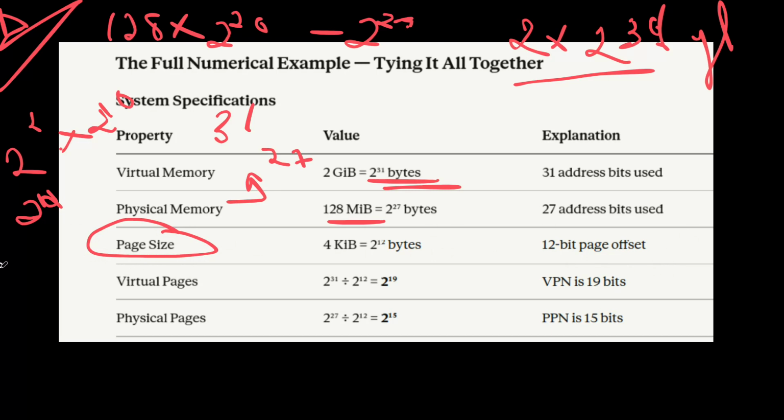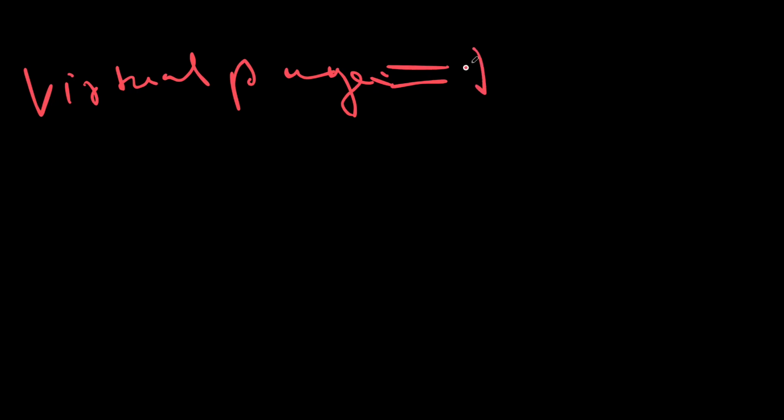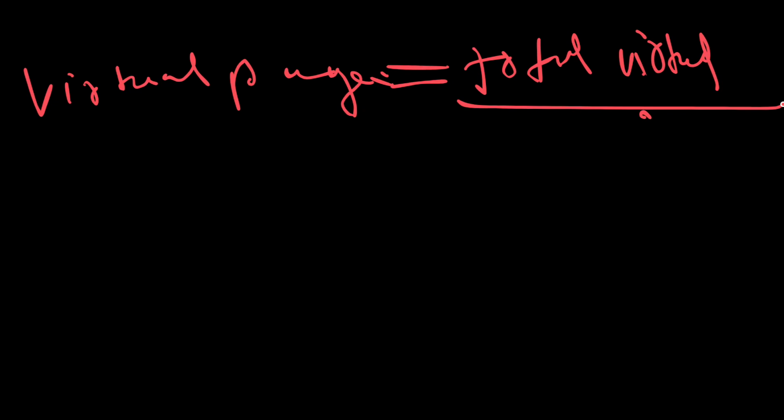Now if the page bit offset is 12, how much would my virtual pages be? You can calculate the number of virtual pages as the total virtual memory capacity divided by the page size.